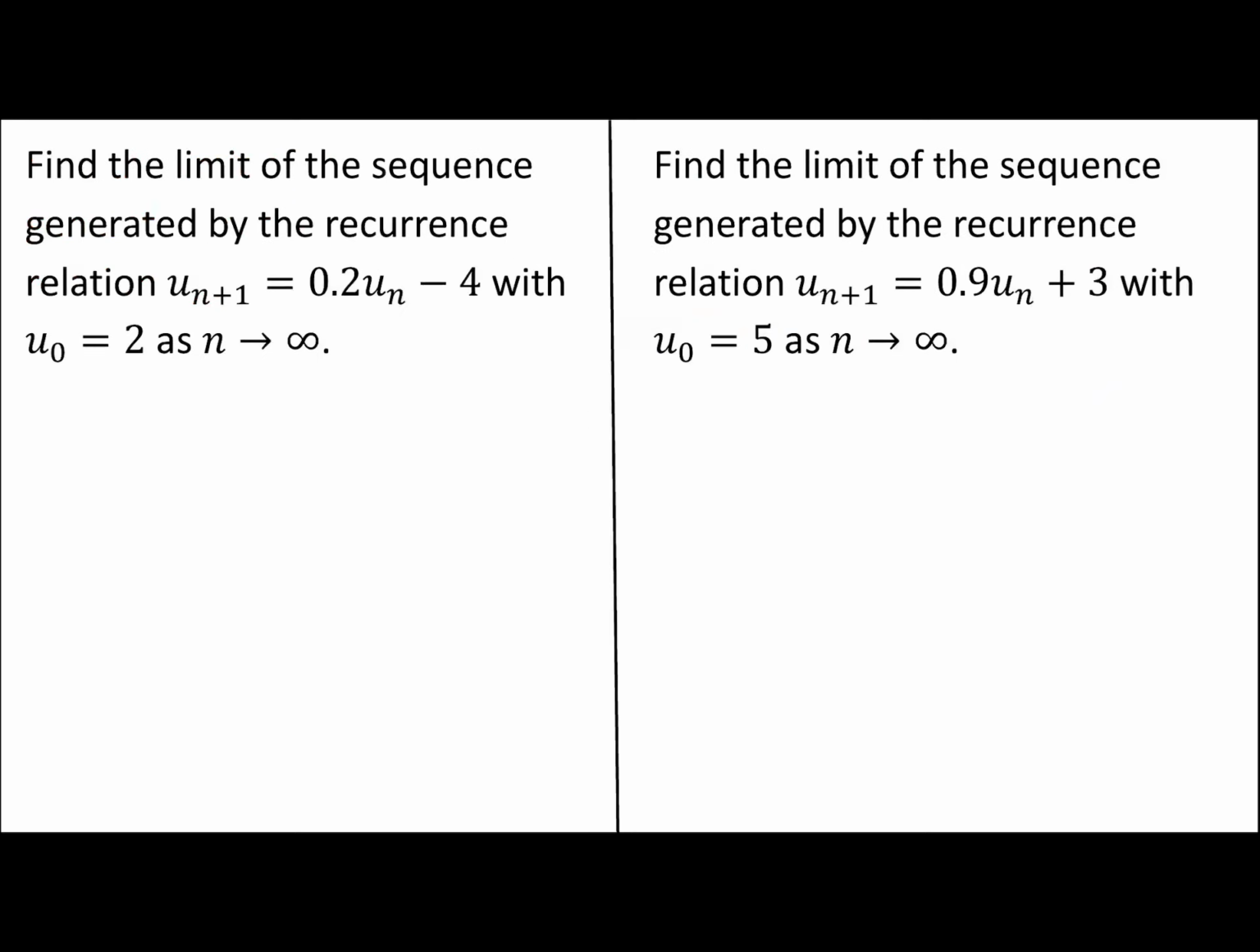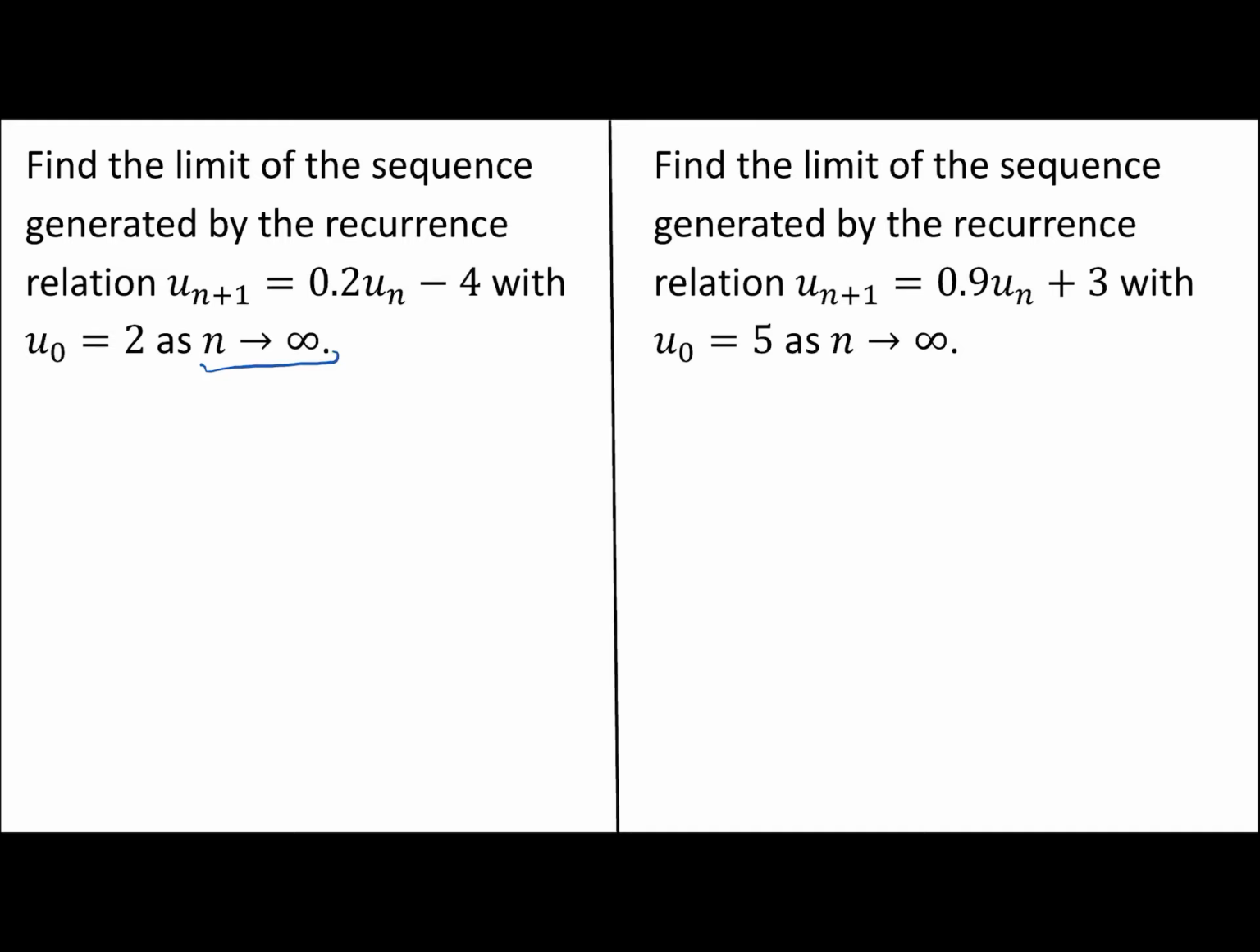So the example on the left hand side: find the limit of the sequence generated by the recurrence relation u(n+1) = 0.2u(n) - 4 with u0 equal to 2 as n tends to infinity. This n tends to infinity, don't worry about that. It just basically means as n's getting larger and larger, i.e. we're generating more and more terms of our sequence.